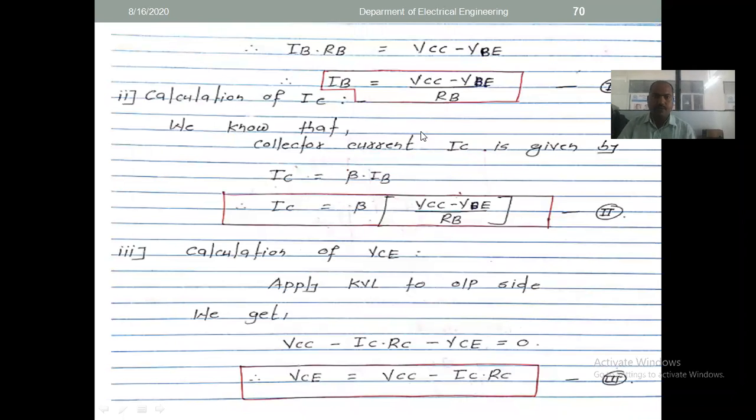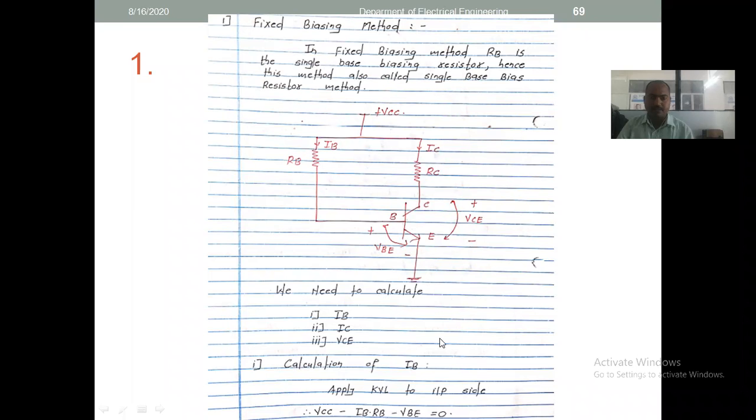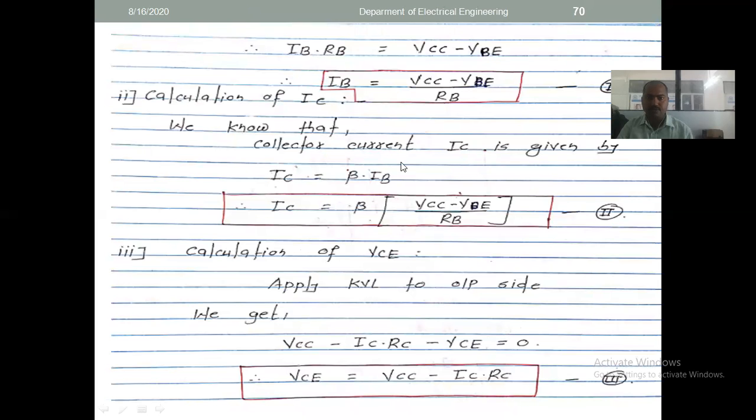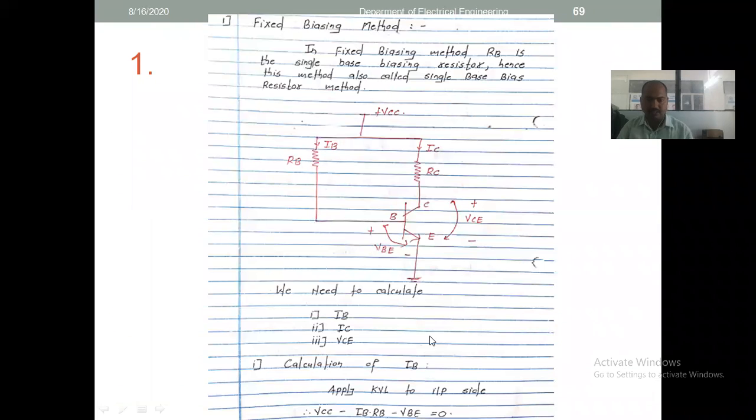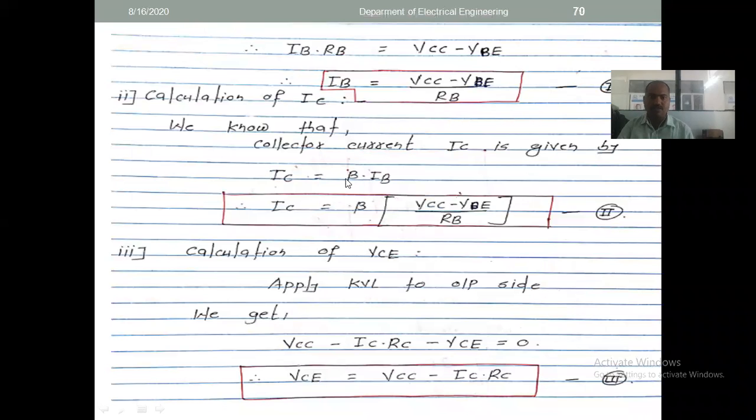What do we have to do? We take the IB into RB term to one side, and the rest to the other side. The minus on moving to the other side becomes plus. So plus IB RB equals VCC minus VBE as it is. So the equation is IB into RB equals VCC minus VBE. Now we have to calculate IB. So IB is taken on one side, and RB going to the other side, being a multiplier, becomes a divisor.